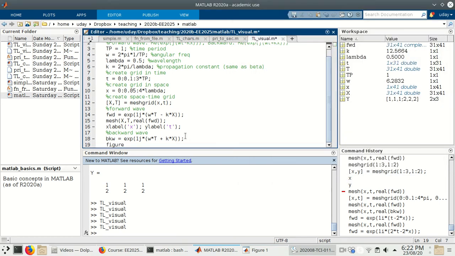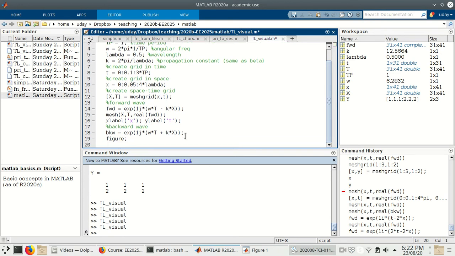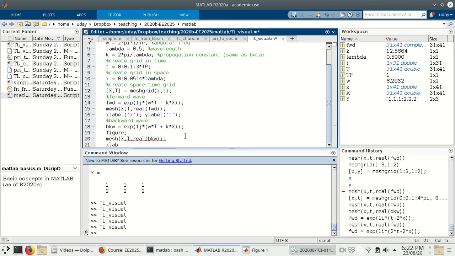So to create a new plot, I'll issue the command figure, and do the same thing: mesh x t, real part of the backward wave, BKW. And before we get confused, let's do x label x, y label time. Okay, and let's give it a title. We set forward wave here, so let's say backward wave.